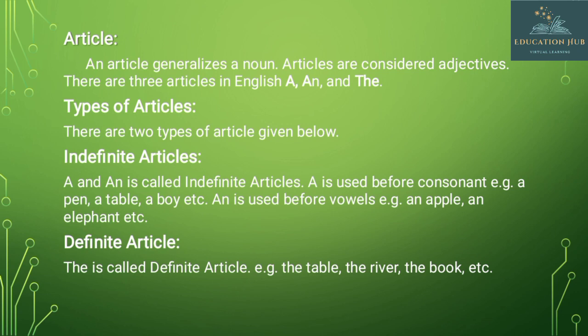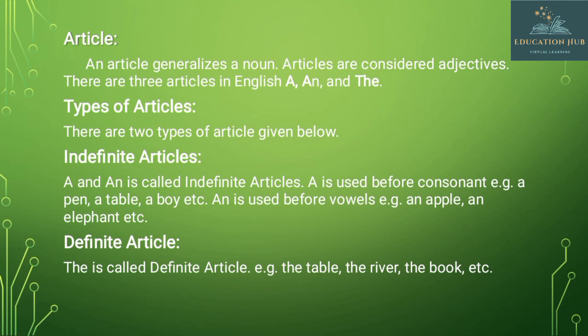The first one is the indefinite article. The second one is the definite article. First we discuss the indefinite article. The indefinite article is defined as: a and an are called indefinite articles.